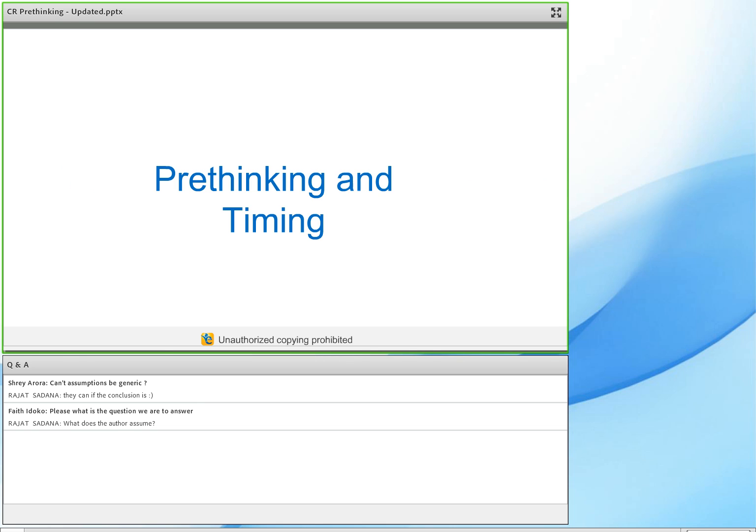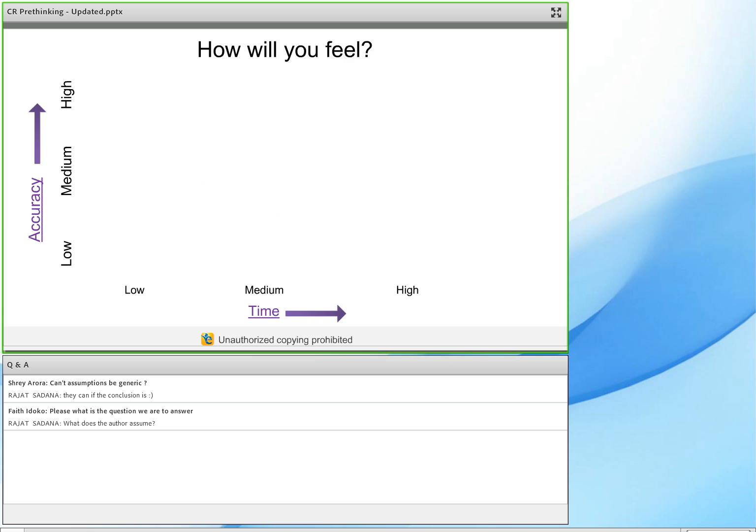Now, with regards to pre-thinking and timing, some of you may be feeling, okay, I like this process, it makes things logical, but it seems it'll take too long. How will I apply this in the test? So here's your journey as to how it would go.